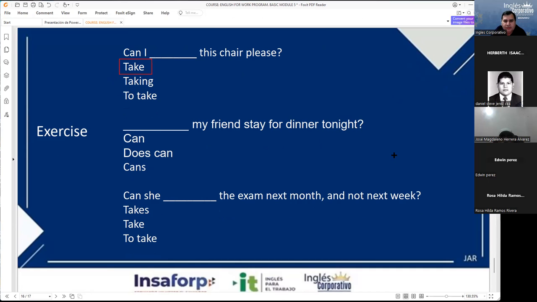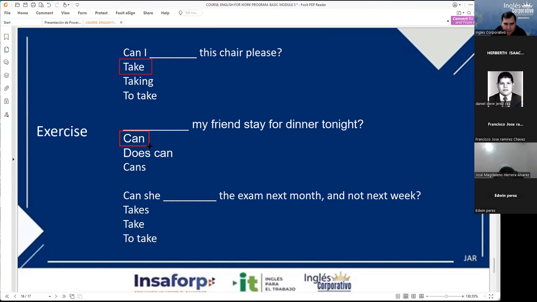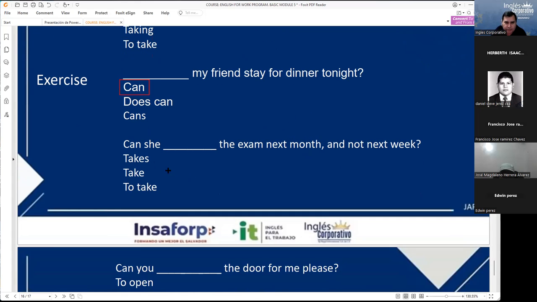The next one. What do we use? The first, the second, or the last one? The first one. Can my friend stay for dinner tonight? Okay, this one. She. What's the form? Take, right? Can she take the exam next month and not next week?